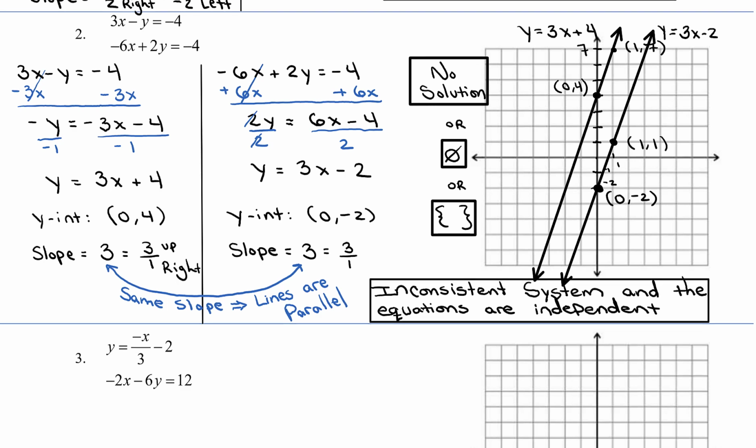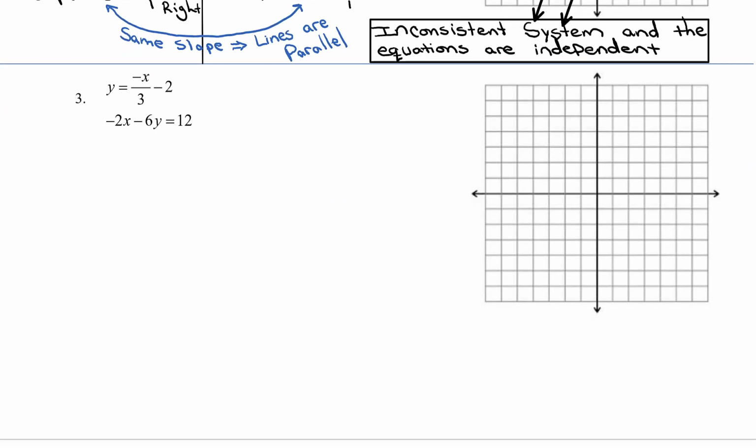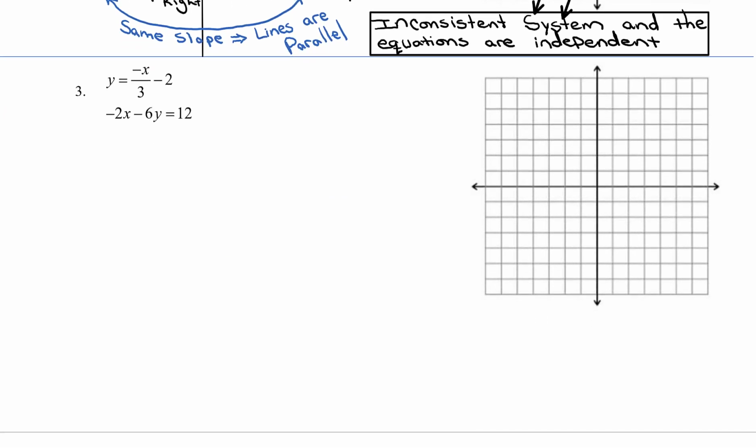All right, we're ready to move on to problem number 3. We've got y equals negative x over 3 minus 2, and negative 2x minus 6y equals 12.